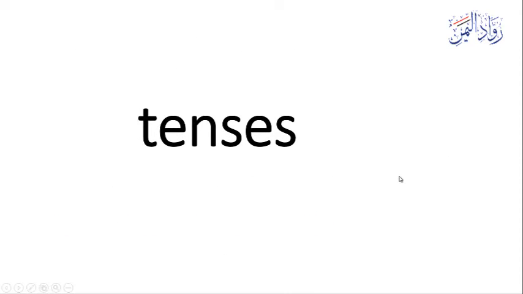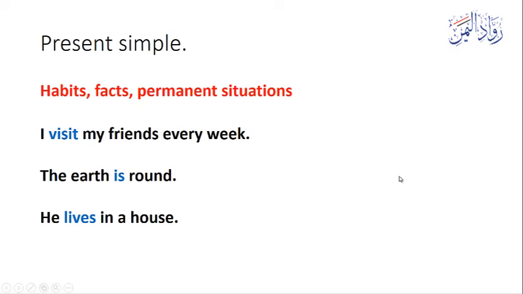Now let's take the tenses. Let's begin with the present simple tense. Present simple tense describes habits, facts, permanent situations. Look at these three examples. The first one, I visit my friends every week. In this example, there is a repeated action that happens frequently. This sentence is a habit.